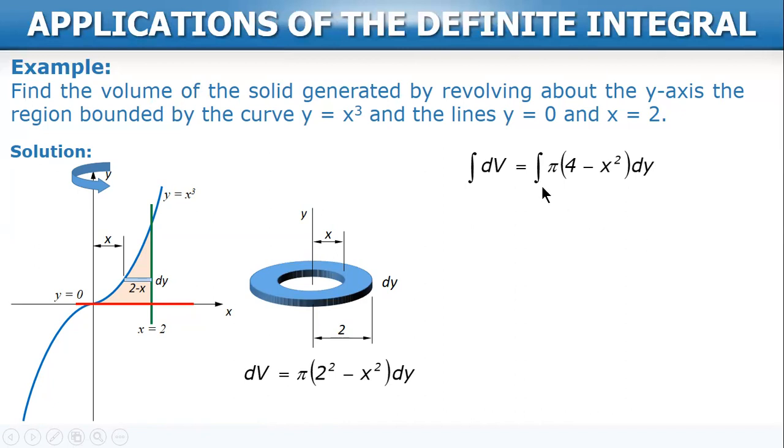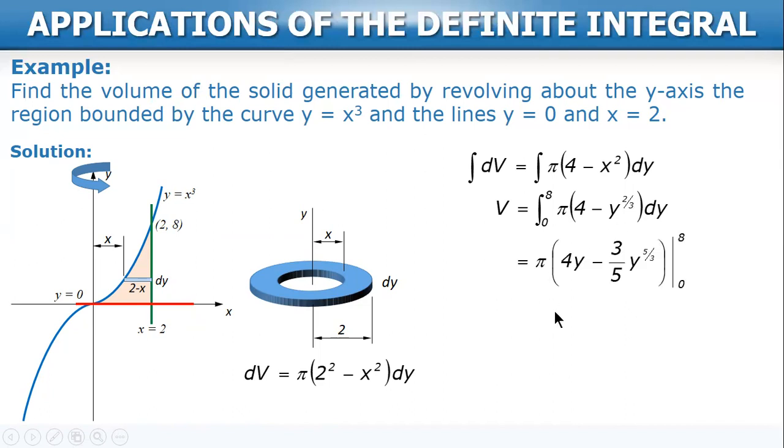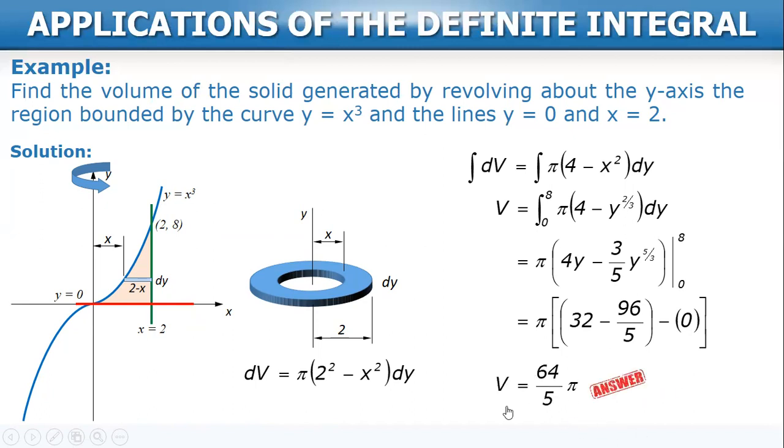Okay. And for our limits, dy from 0 to this point, it's simple. When x is 2, y is 8. Right? So our limits will be from 0 to 8. Again, x squared is y raised to 2/3. And then the power rule, and then you evaluate from the lower to the upper limit. And then simplify, this is the volume.